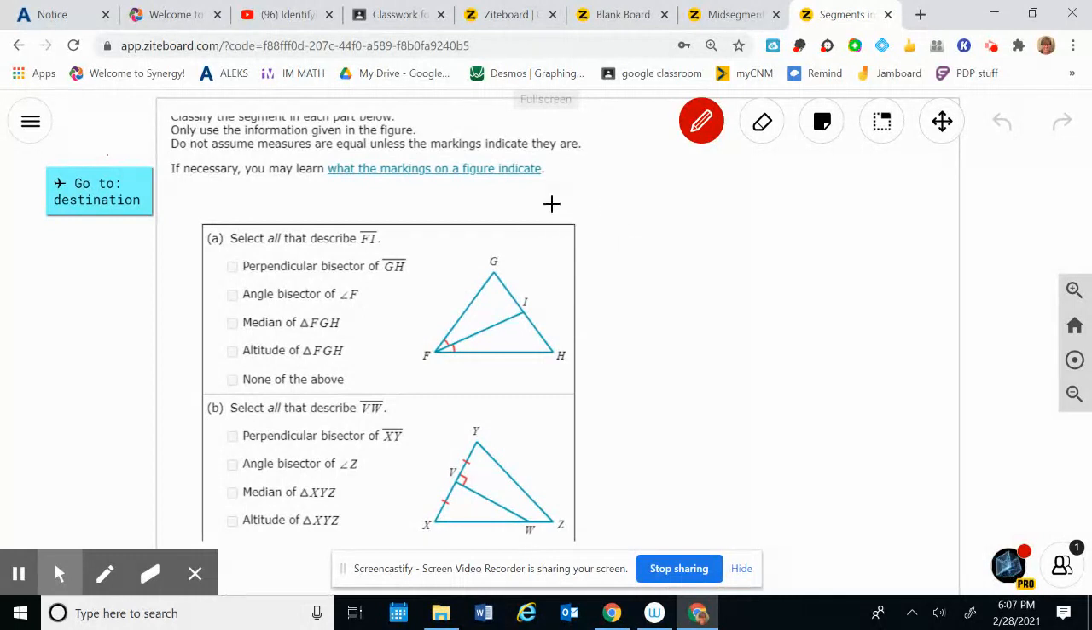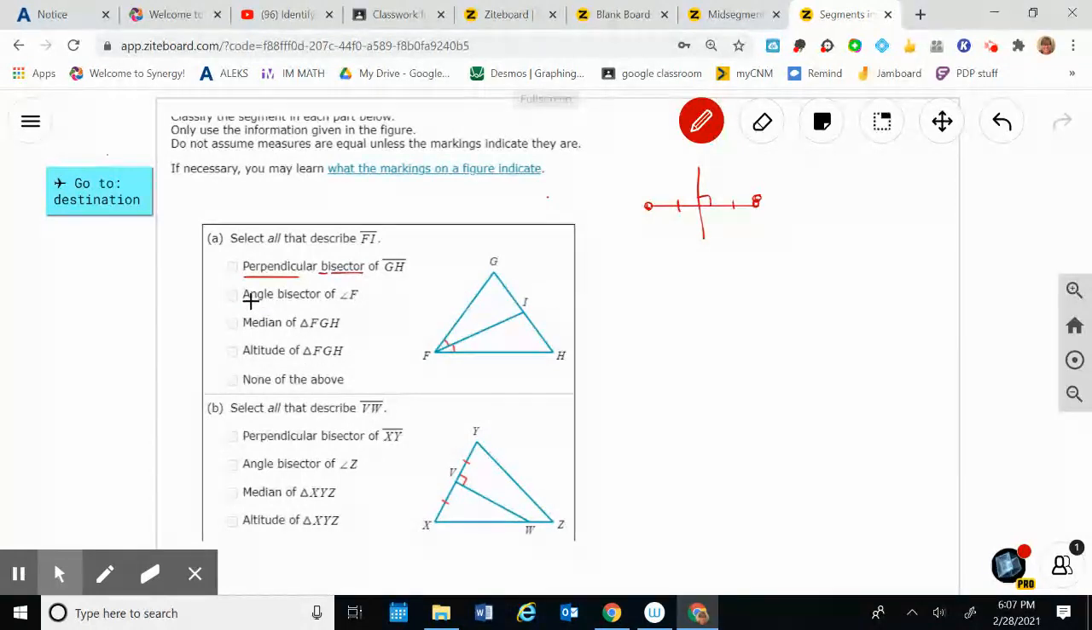It has the rest of them on here. This particular one has to do with what we studied on Friday, the notes I gave you. Remember, words mean everything. You should know what perpendicular bisector means. It means it cuts it in half. If you have a segment, it's going to cut it in half at a 90-degree angle, and then these two pieces are going to be equal.